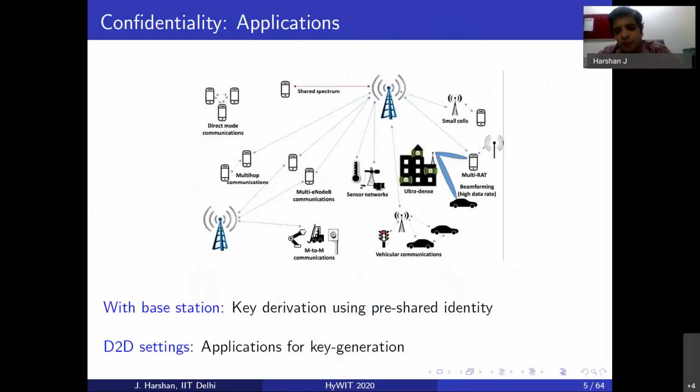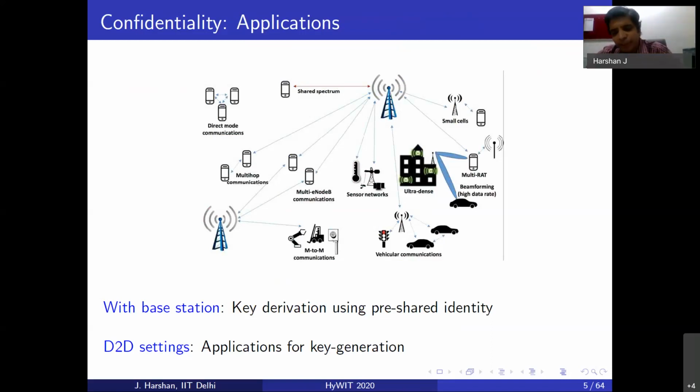The usage of these techniques really depends on the application. As far as communication with the base station is concerned, for example, in a cellular network where a subscriber device would like to talk to a base station, both these nodes possess some common information, for example, a pre-shared identity in the form of a SIM. And usually this is used as a root for the process of authentication and key derivation and so on, right? So that gets much easier.